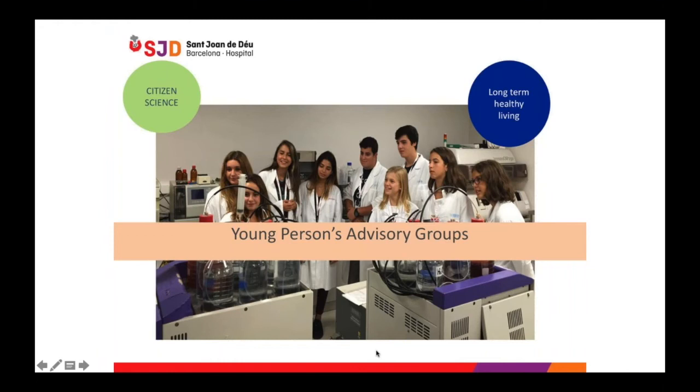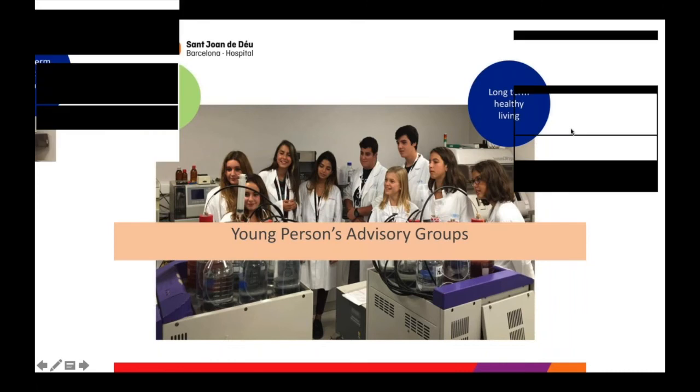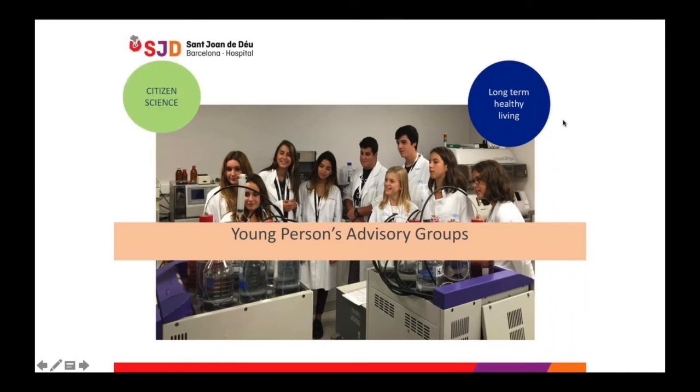This young persons advisory group has been trained for a long time. I want to point out that education is a key point to have people involved and engaged in drug development. And once they have been trained, they are able to contribute to the projects because they are able to understand what a protocol is, what a placebo is, and other parts of the wording and the methods that are behind clinical trials. If you move to the next slide.